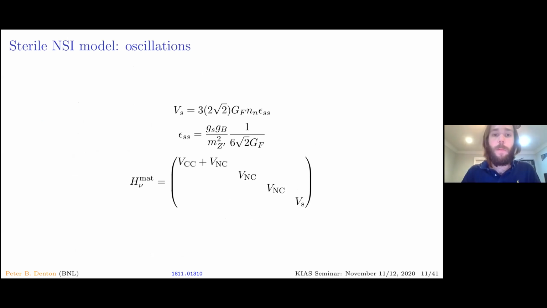And so then when you wrap all this up, you get that there is a new potential affecting sterile neutrinos that is dependent on the coupling to sterile neutrinos, the coupling to baryons, and the mass of the Z prime. And then what happens is now we get the matter potential for oscillations, which is typically just these top 3 terms: the charged current term for electron neutrinos, the neutral current terms for the active neutrinos, and typically there's a 0 here. So when you're dealing with sterile neutrinos, these neutral current terms matter because sterile neutrinos don't have them. But now we're adding in an additional term that has some free parameters in it. And we parameterize this in terms of this epsilon SS.